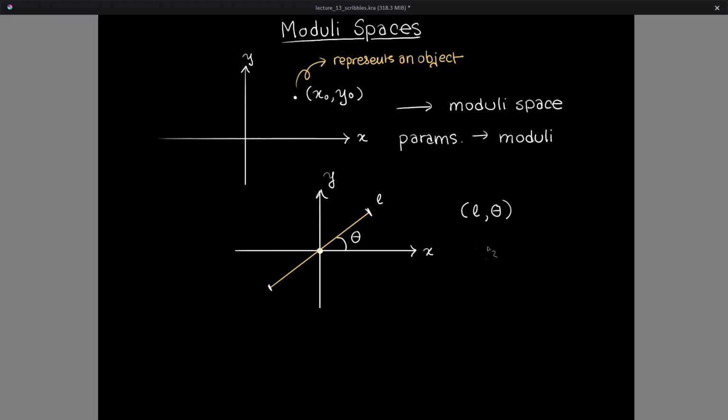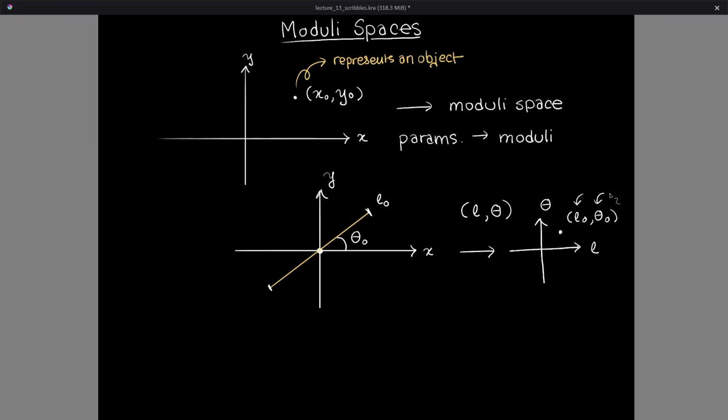Now, if we were to plot these L and theta in a space of their own, L, theta, right? And we could say this was theta naught, this is L naught, then this point might be L naught, theta naught, right? And so that would be a point in our moduli space, and these would be the moduli of this specific geometrical object, which is a symmetric line that goes through the origin.